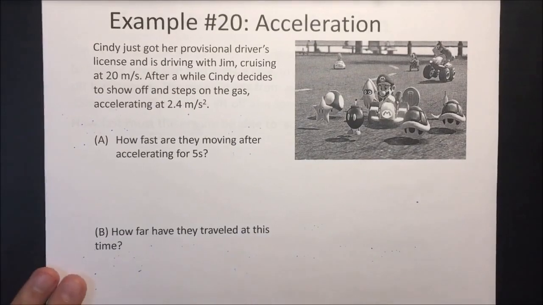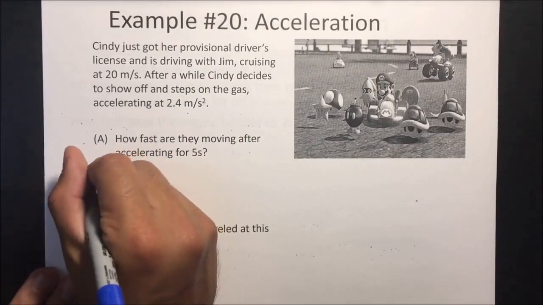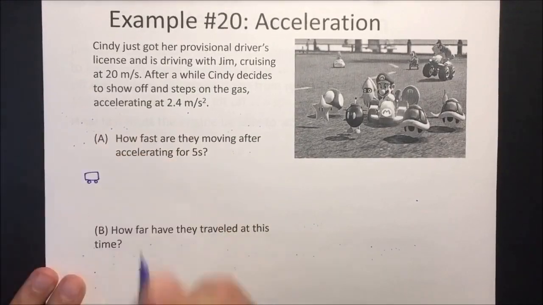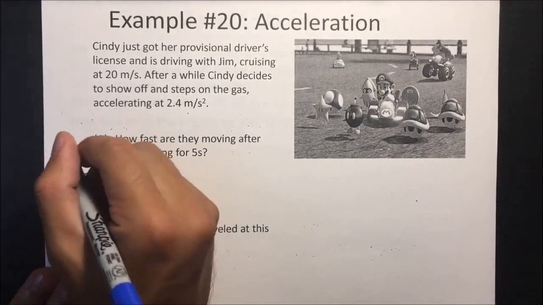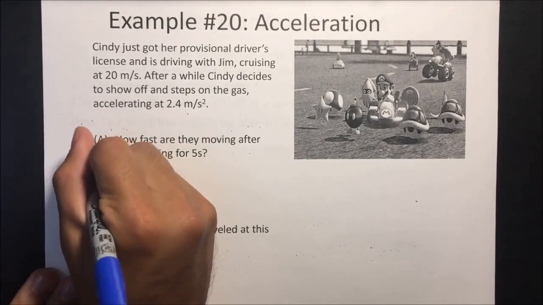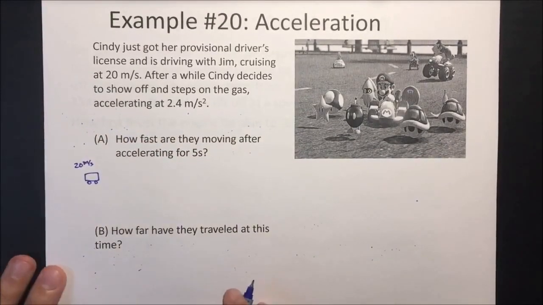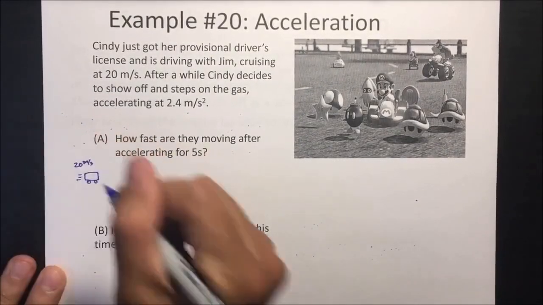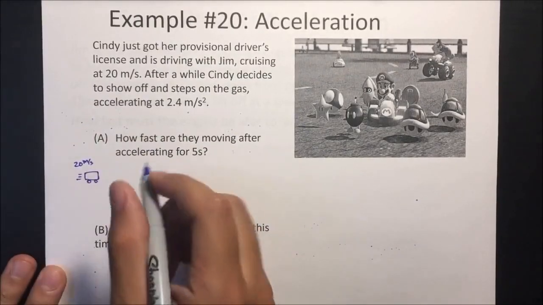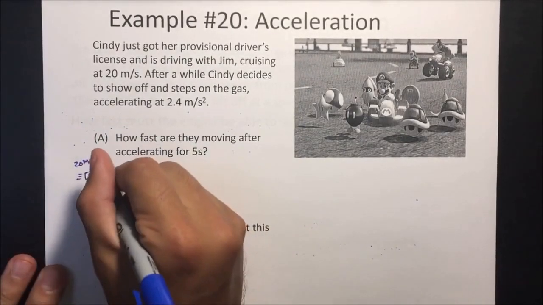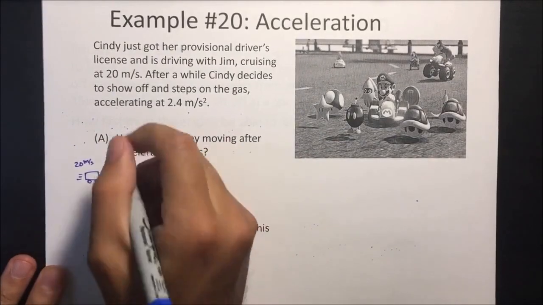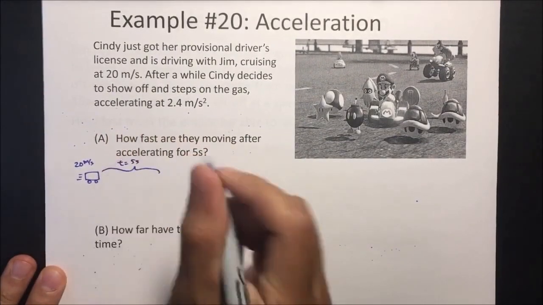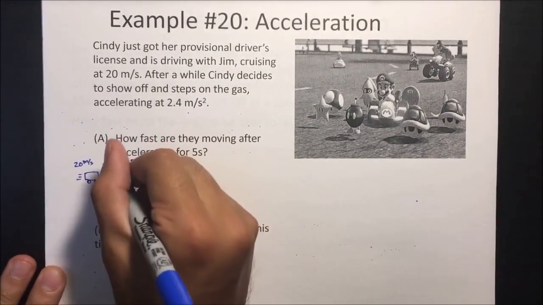Okay, again, we want to draw this out. So again, we're going to just kind of draw it out with a box. This is Cindy, and she's cruising at 20 meters per second. She decides to show off, and she starts accelerating. So she's cruising, but then she steps on the gas. She steps on the gas for 5 seconds. Time equals 5 seconds. And she's accelerating also.